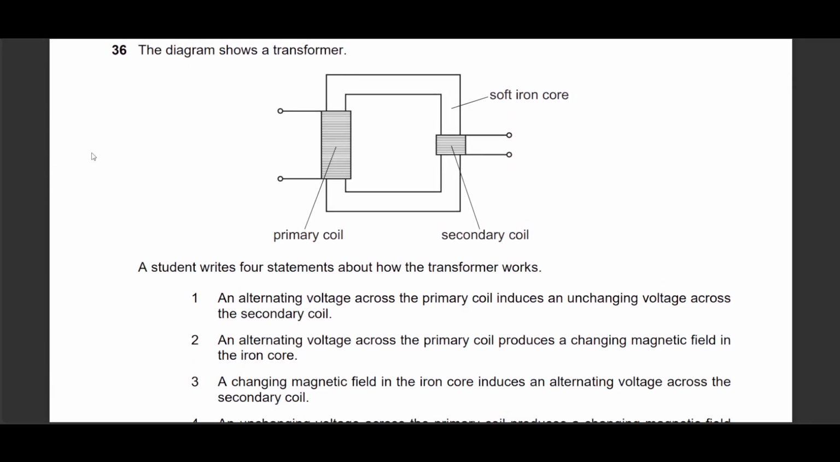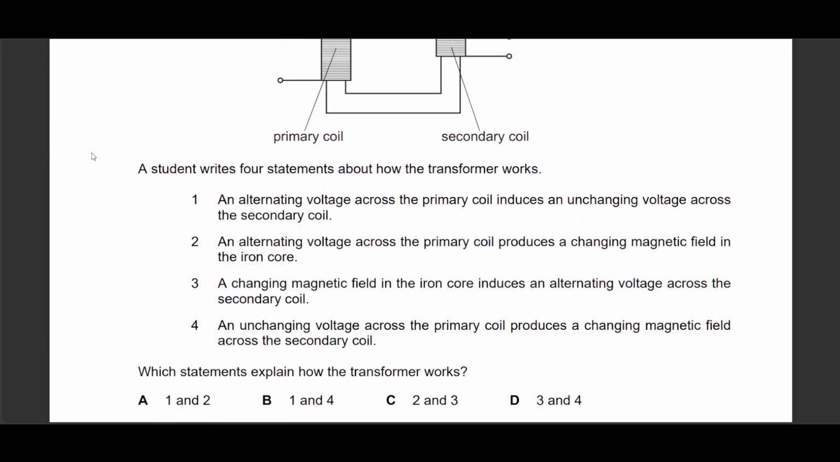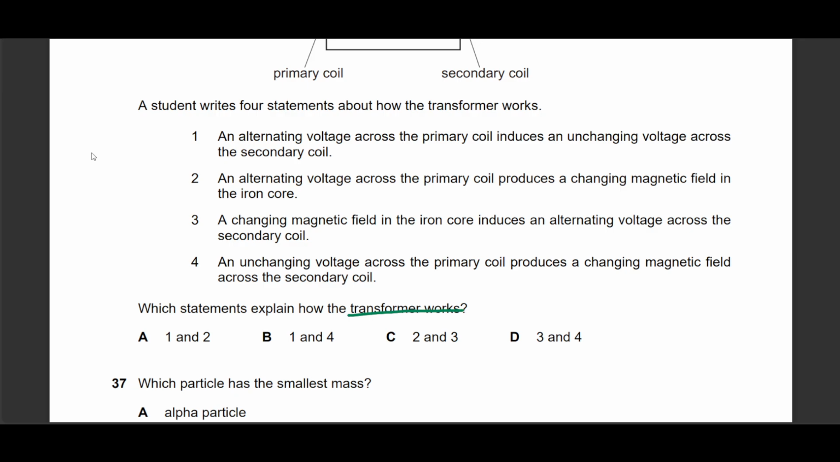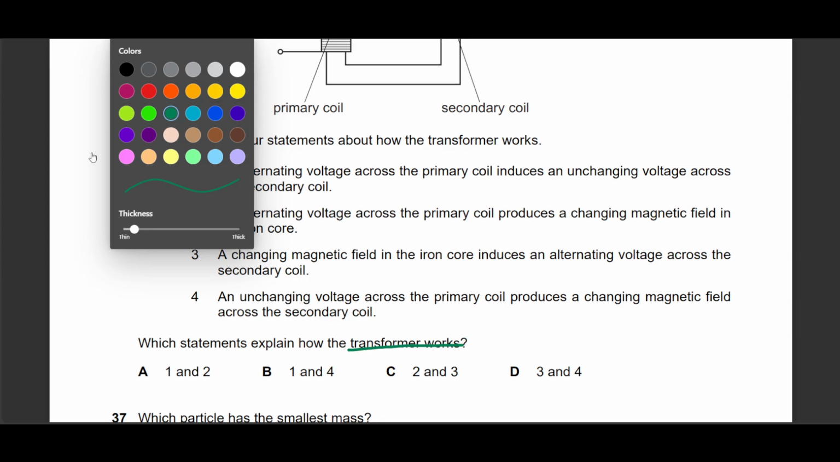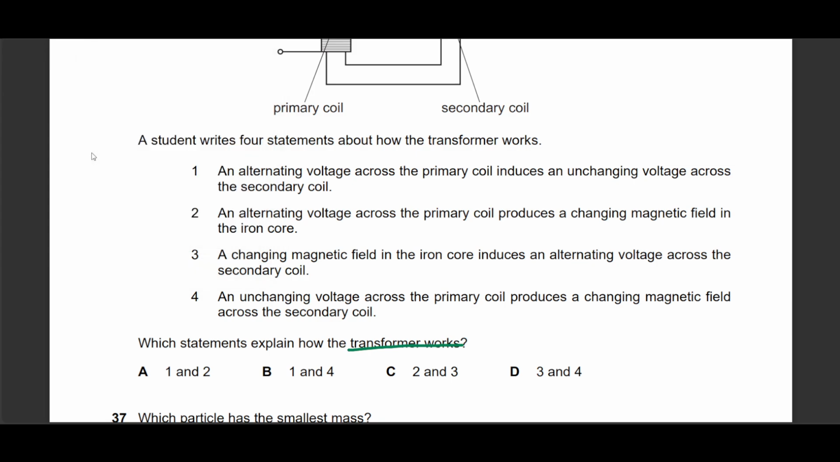Question number 36, diagram for the transformer. Again, I see theoretical statements. I can understand that he was going to ask me about how the transformer works. These statements are exactly copied from the marking scheme of P2. And I've advised the students many times just to memorize that answer. He's going to ask you the question about the transformer. Don't miss out on it.